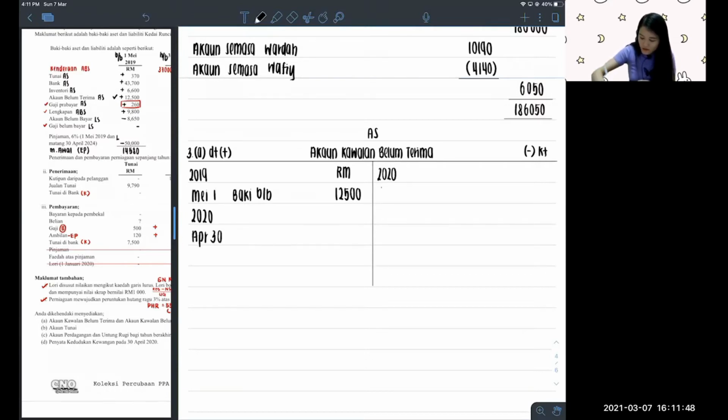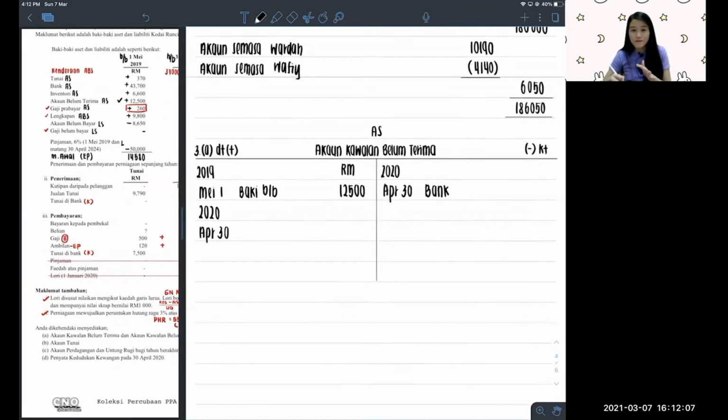2020 April 30th. So what you do? Now the standard 3 things for your account kalan is BB, bank dengan HB. So this question, no ulangan, no discount, no hutang lapor. So it's just the basic 3 items. So we're going to have bank over here.